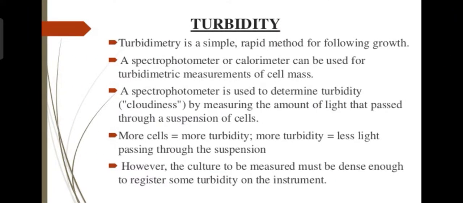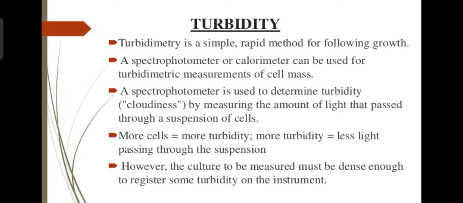Next we have the turbidometric method. The turbidometric method is a simple method in order to follow the growth of microorganisms. A spectrophotometer or colorimeter can be used for turbidometric measurements of cell mass. A spectrophotometer is used to determine turbidity, that is cloudiness, by measuring the amount of light that passes through a suspension of cells. If there are more cells, turbidity will be more.